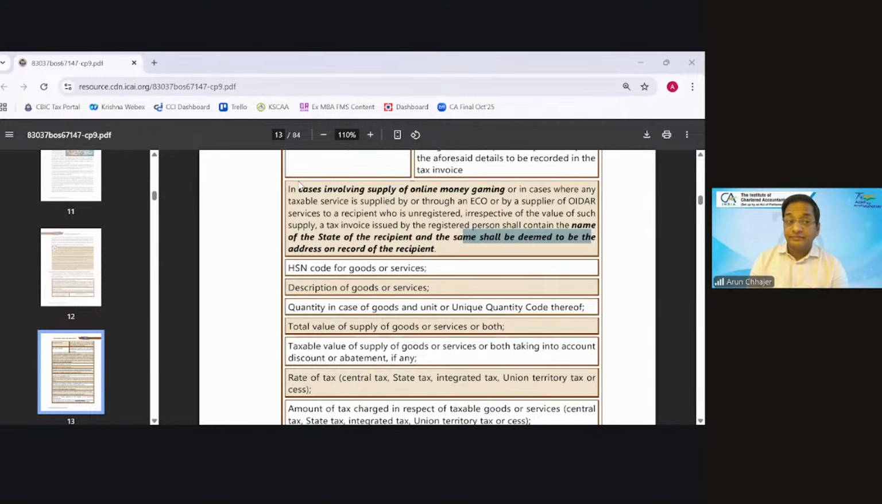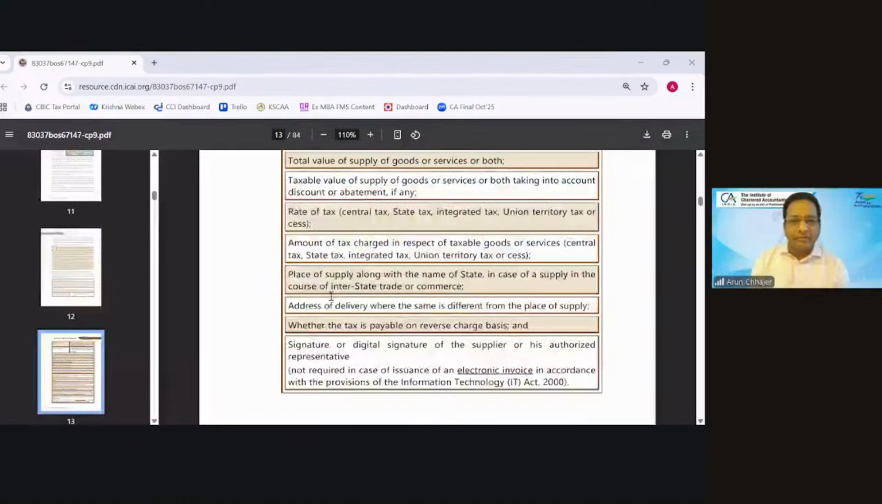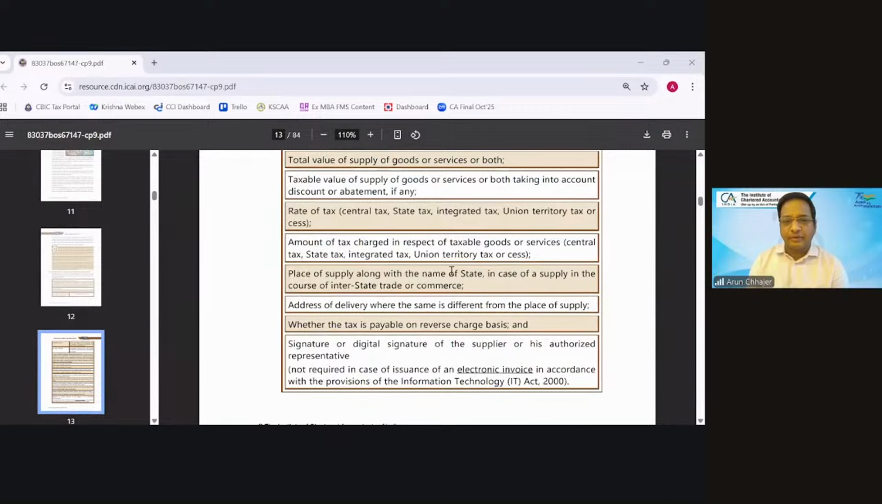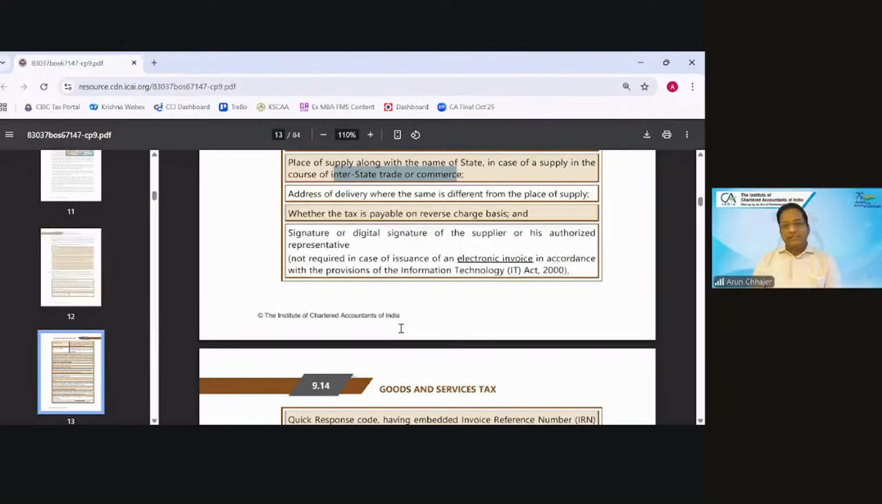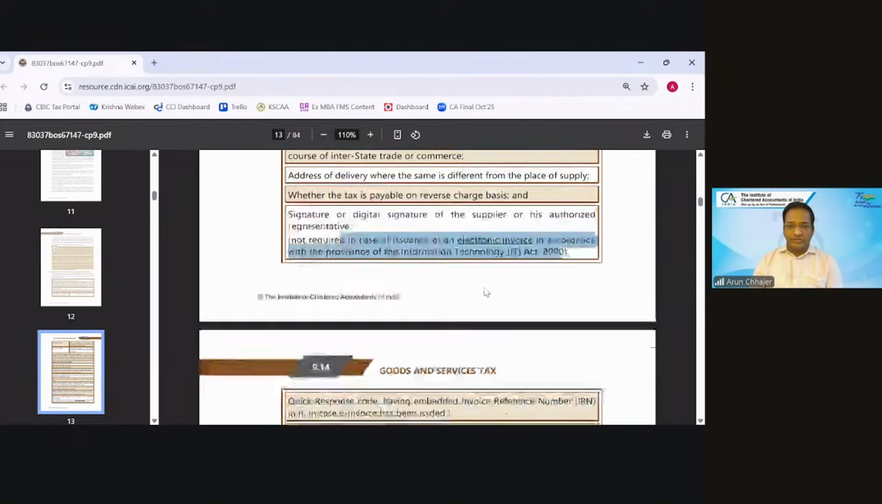See, next is HSN description, quantity, rate, amount, etc. Place of the supply along with the name of the state if it is an interstate supply. Delivery address, where the tax is payable on RCM, and signature or digital signature, which is not required in case of the issuance of the e-invoice.